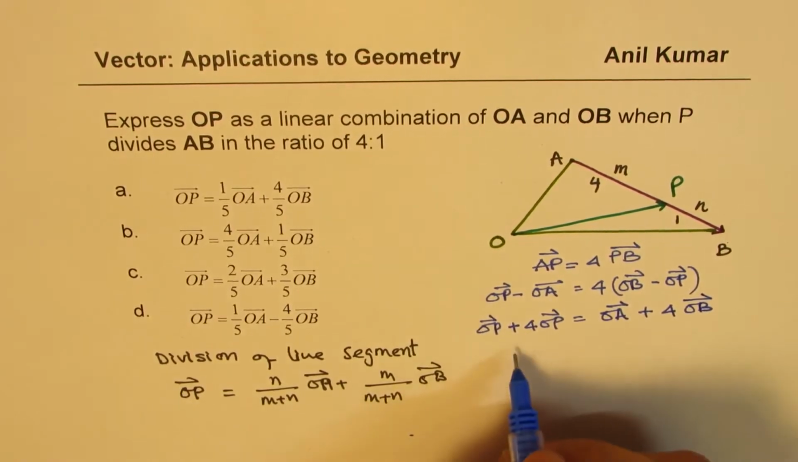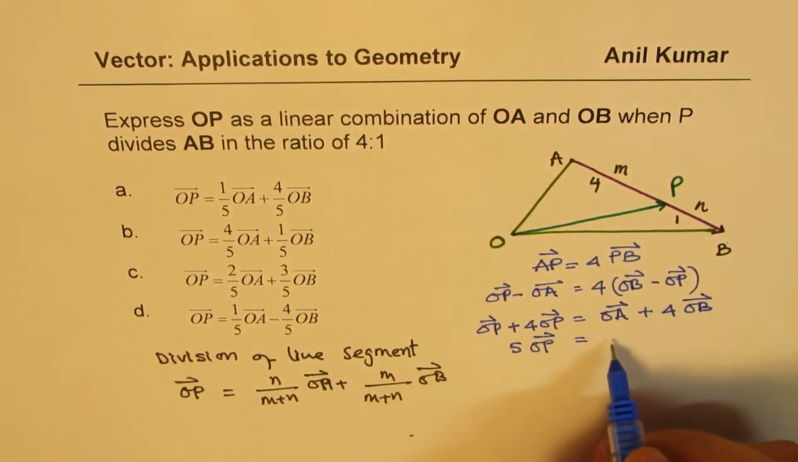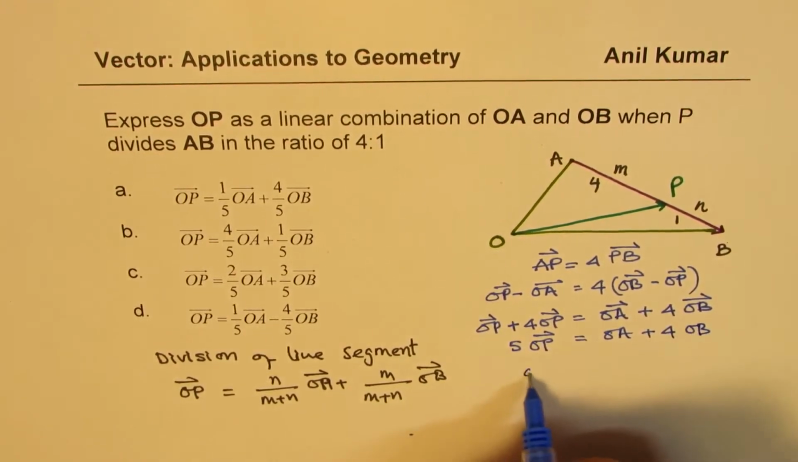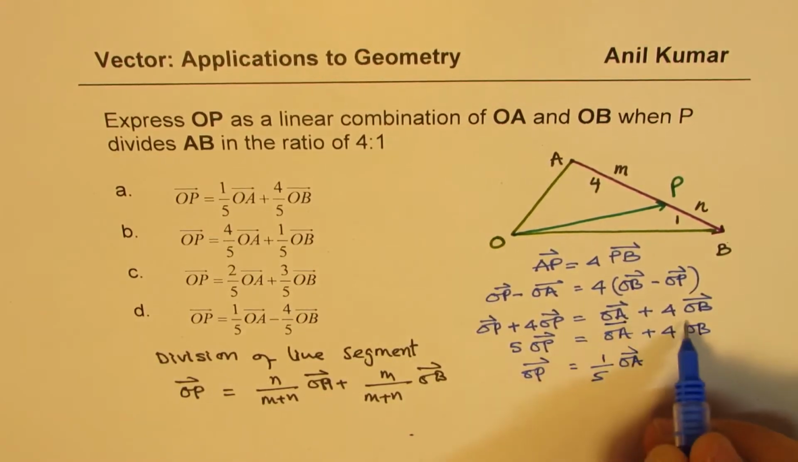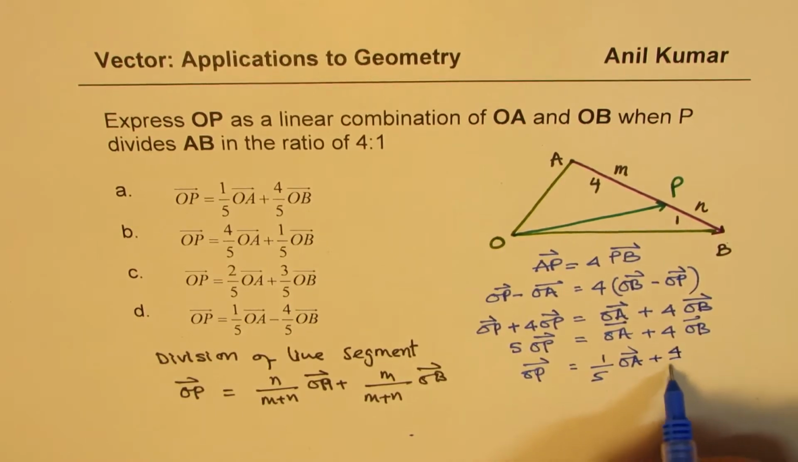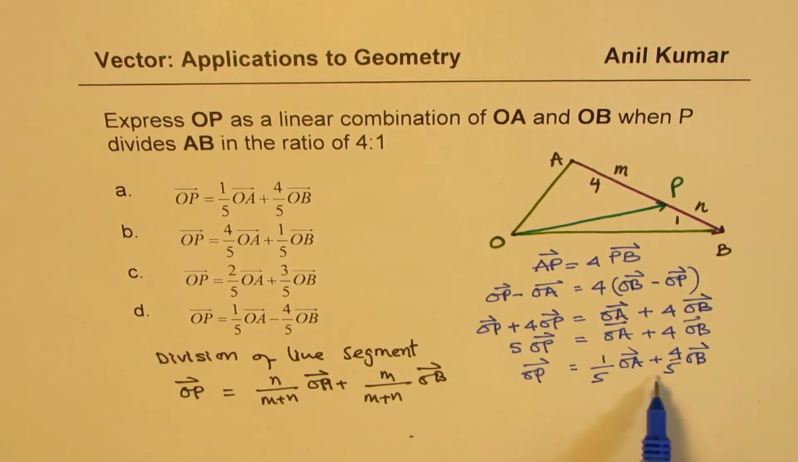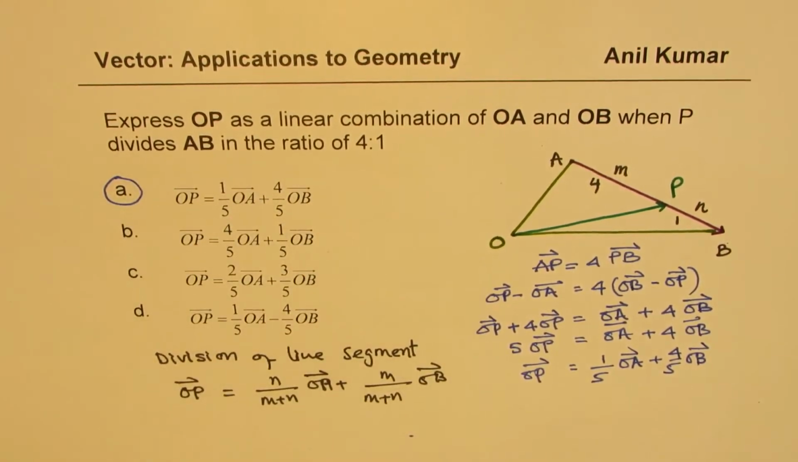Correct? So that is 5 OP is equal to OA plus 4 OB. So OP is equal to 1 over 5 OA plus 4 over 5 OB, right? So that is our option number 1. So we get A as our answer. Do you get the idea?